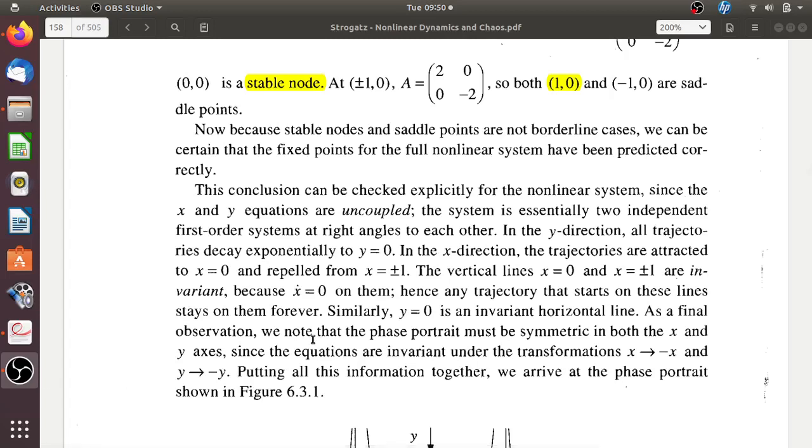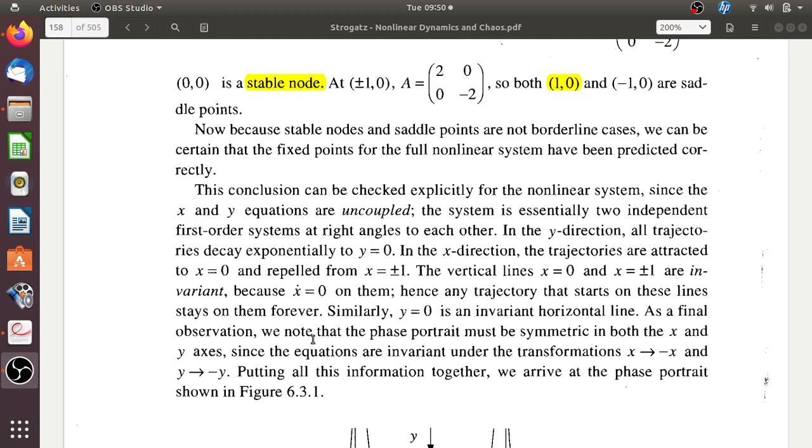Okay, so in the example which we have seen in the last video, we have identified the fixed points and then classified them using the linearization technique, and luckily none of those fixed points are classified as borderline cases. If it's a borderline case, then we cannot be sure, because a little bit of non-linear term may cause trouble.